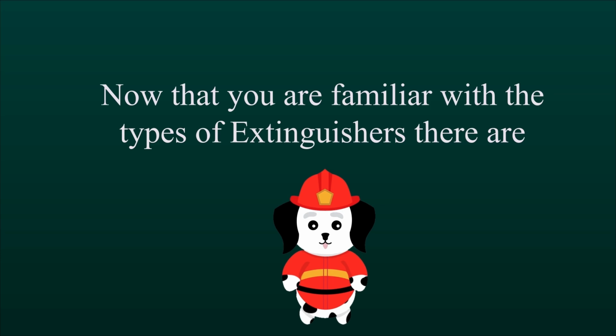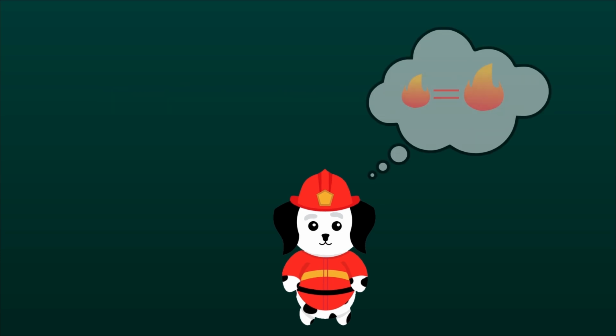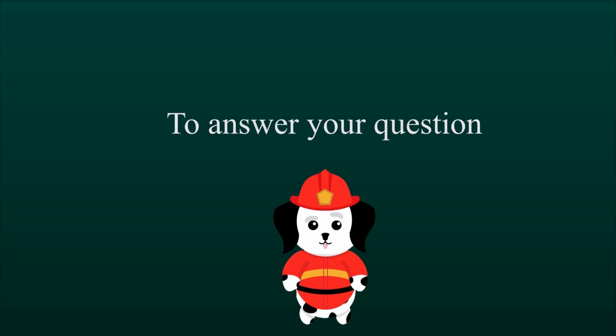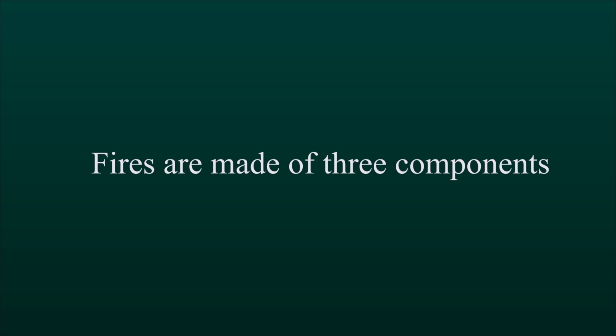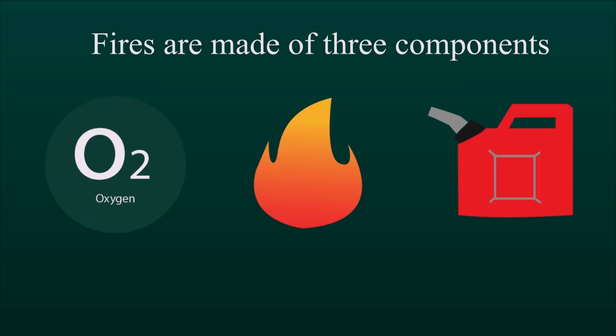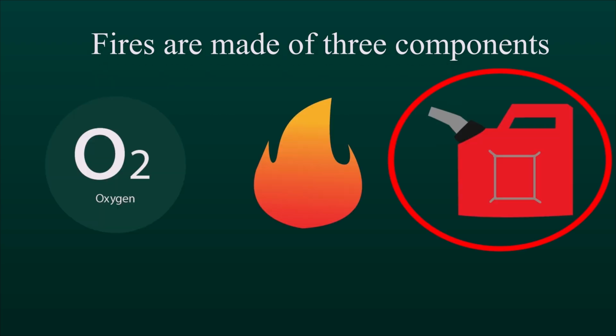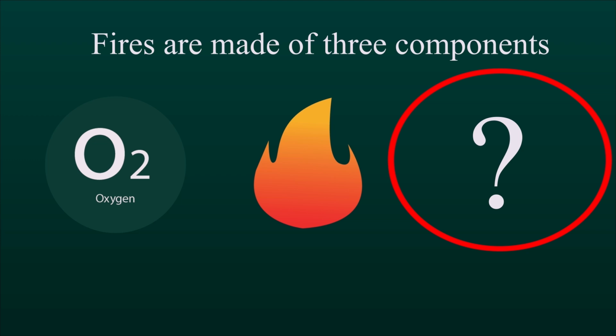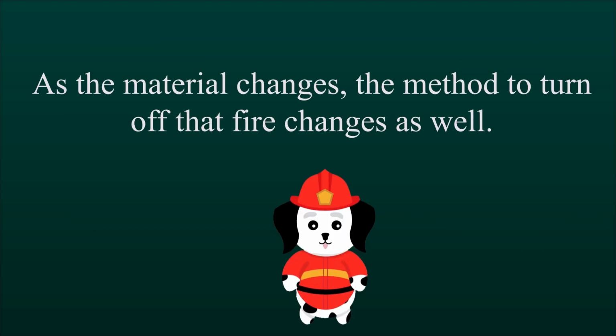Now that you are familiar with the types of extinguishers there are, you might wonder, aren't all fires the same? To answer your question, yes and no. Fires are made of three components: oxygen, heat, and fuel. However, the material for fuel changes for each scenario. As the material changes, the method to turn off that fire changes as well.